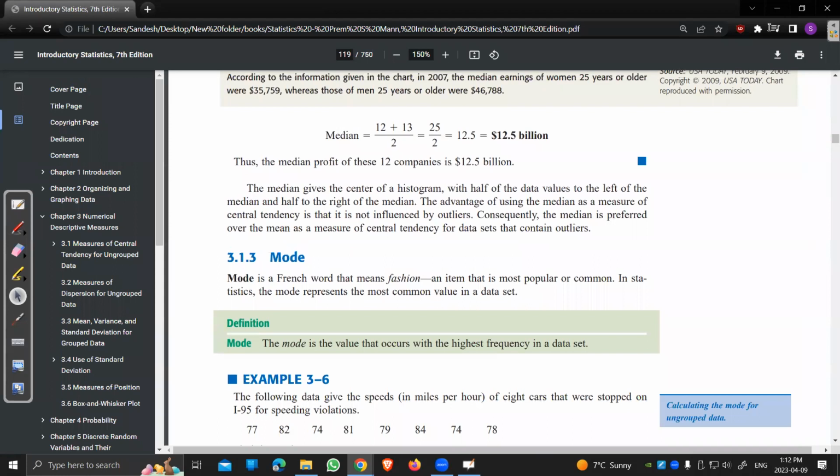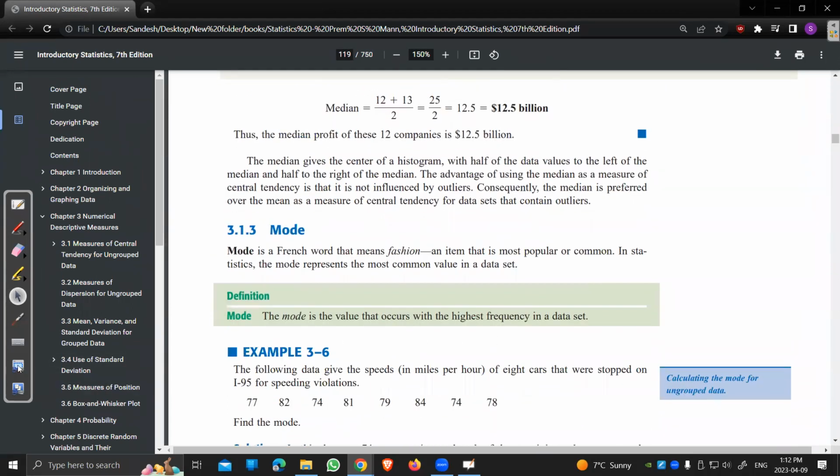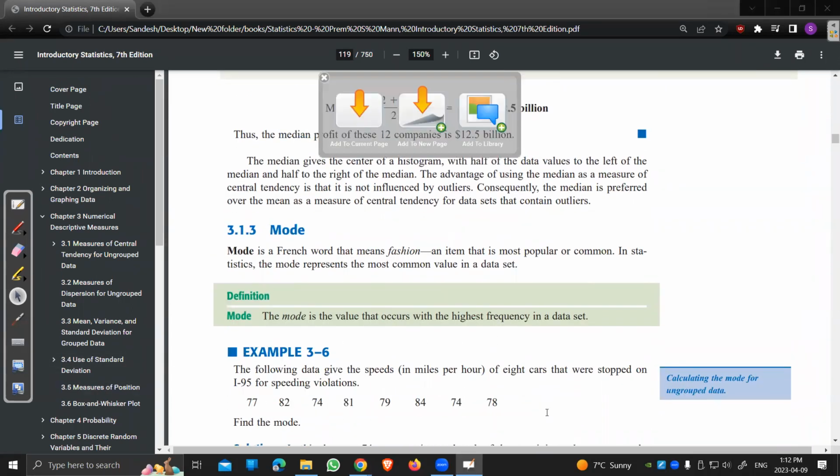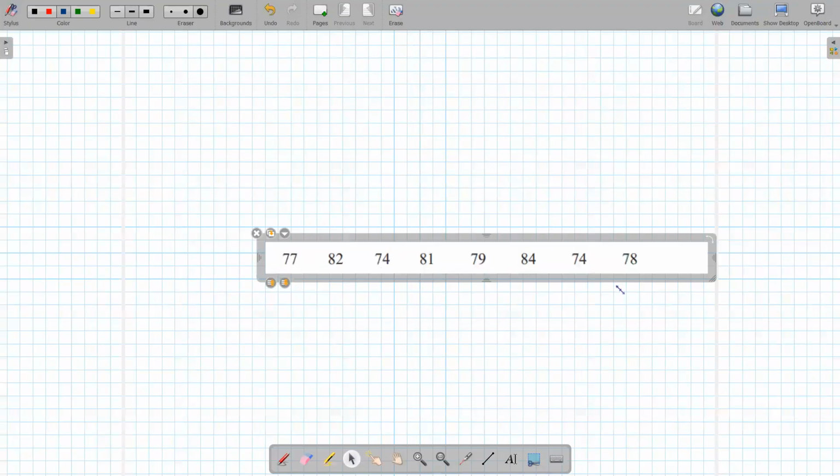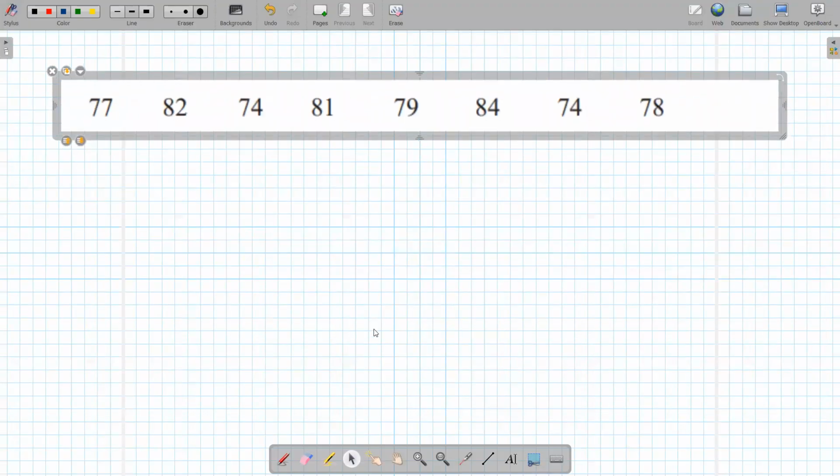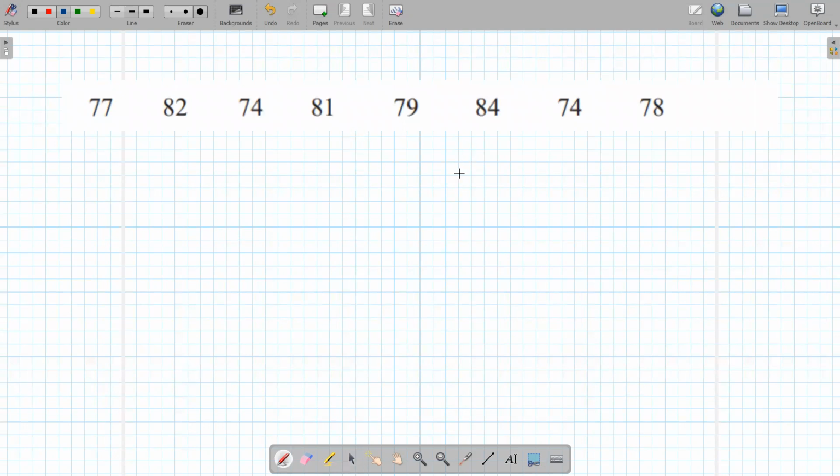The next thing, we talked about median and mean. The next thing is mode. Mode is probably the easiest number. Mode is the number that comes up the most, has the highest occurrence. You don't need to put the data in an array for the mode. It's only for median. You also don't need to put it for mean. Look at this. Which number comes up the most? 74. That's it. Your mode is 74.